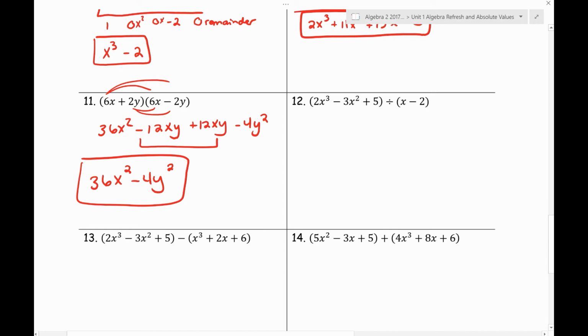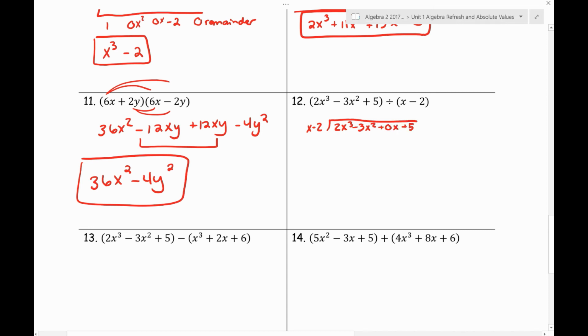Okay, number 12. Let's do this one as a long division, why not? We did 2 synthetic divisions already, so let's do another long division. I do have a missing term. I'm missing a linear term in between the x squared and the constant, so I'm going to have to put a placeholder. I've got my x minus 2 as my divisor, and I've got 2x cubed minus 3x squared plus 0x plus 5.